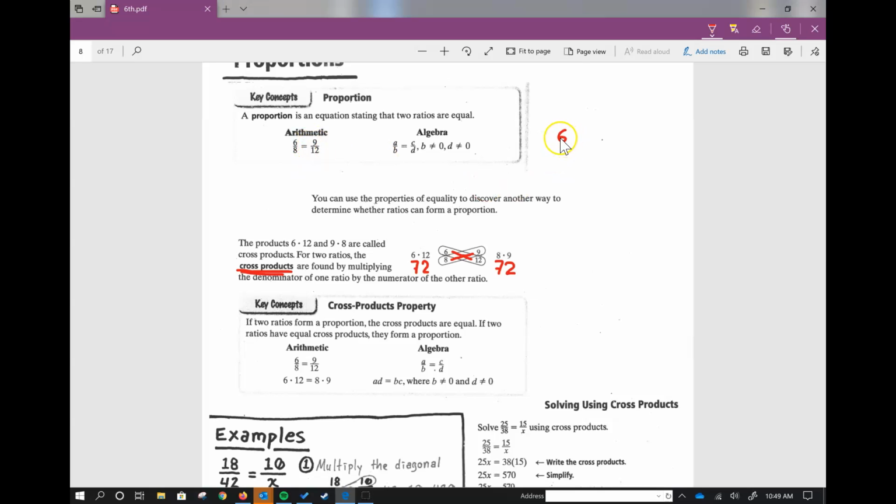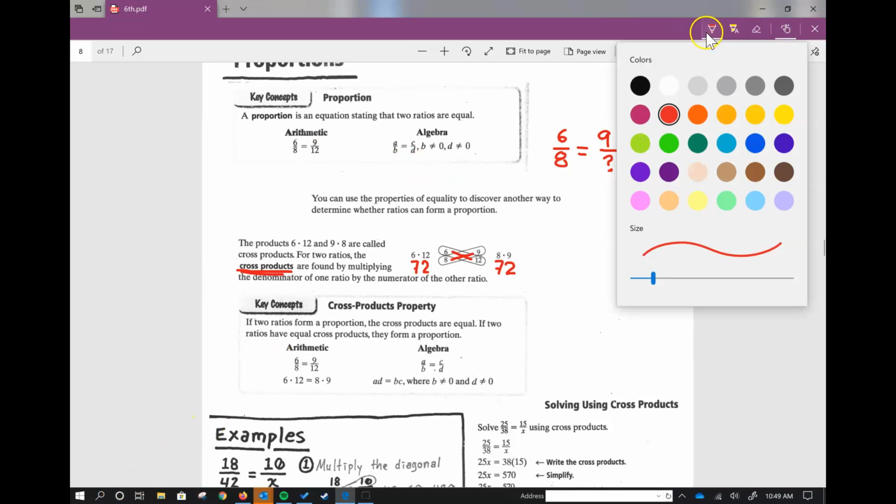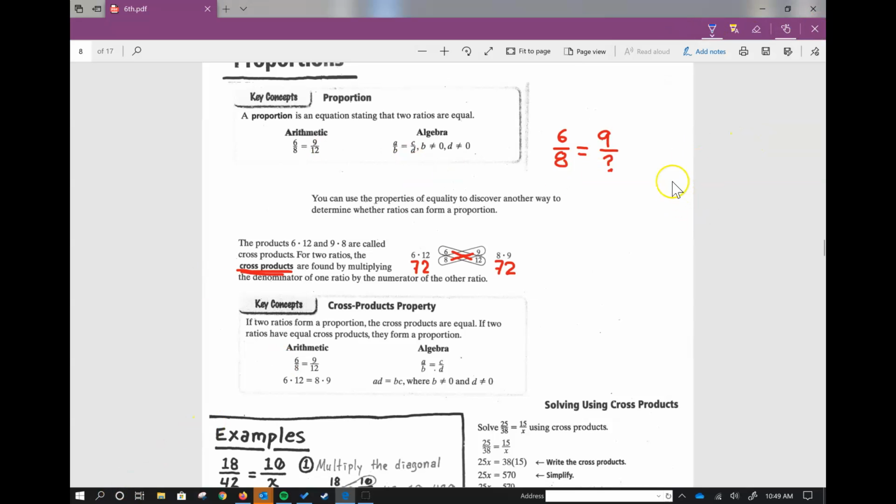Let's say that we had 6 over 8 equals 9 over question mark. Now we know the answer is 12 because that's given to us in the example, but we're going to pretend we don't know that. All right, so what do we do here? We've got 1, 2, 3 numbers out of a possible 4. How do we find the 4th number?